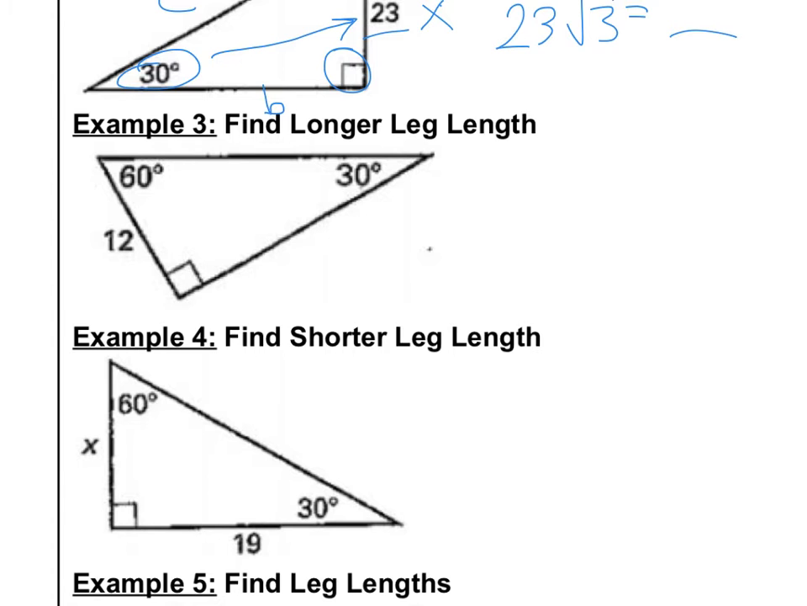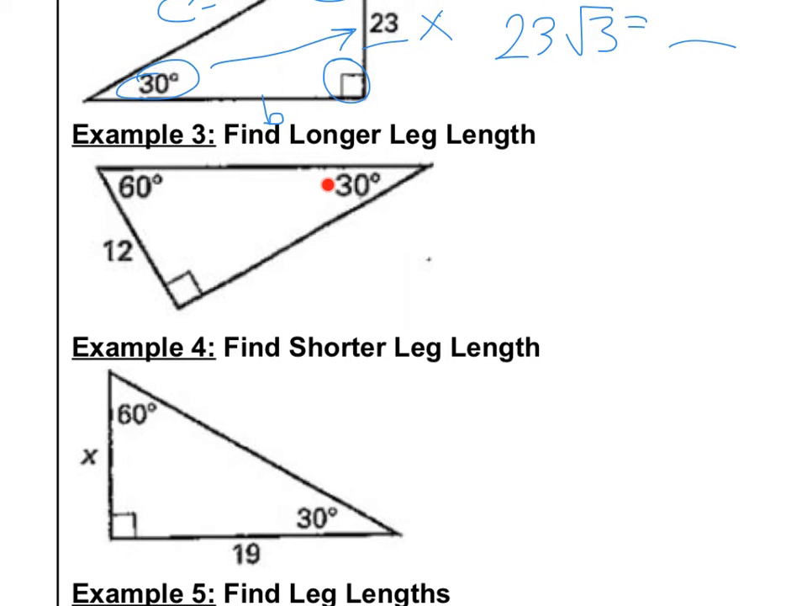Find a longer length. Okay, so again, take a look. You're opposite. Here's the smallest angle. That means this is the smallest side. So this would be like the x. The hypotenuse would be 2x. This would be x radical 3, going off of our theorem. Okay.